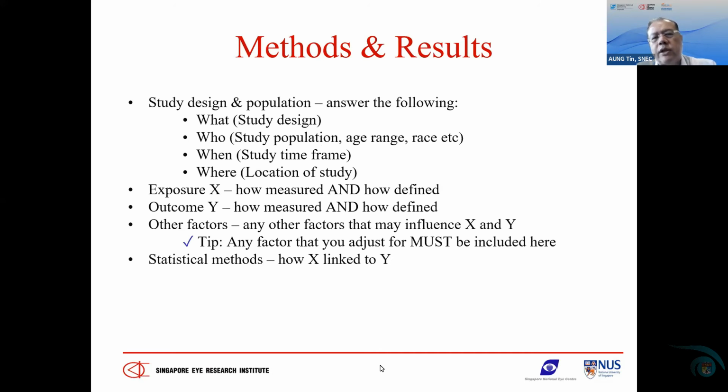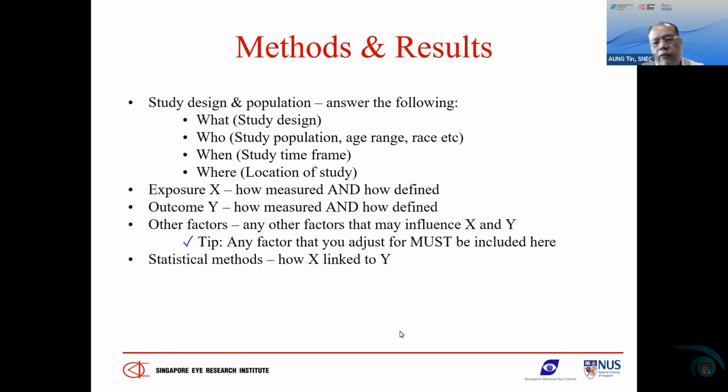The methods and results are very straightforward. You have to write about the study design: what, who, when, and where. This is very simple. What was the study design, retrospective, prospective, etc. Who was studied, when was it done, and where, if necessary. If there were outcomes and exposures, how they were defined and how they were measured. And any other cofactors or covariates that may affect these outcomes or measures.